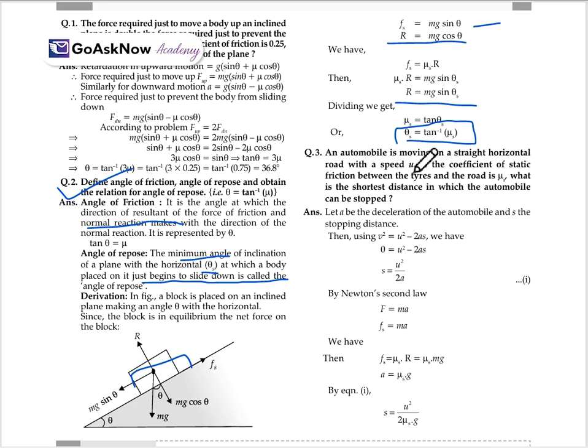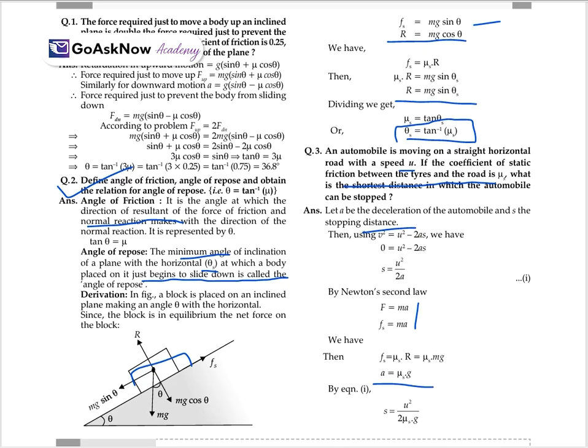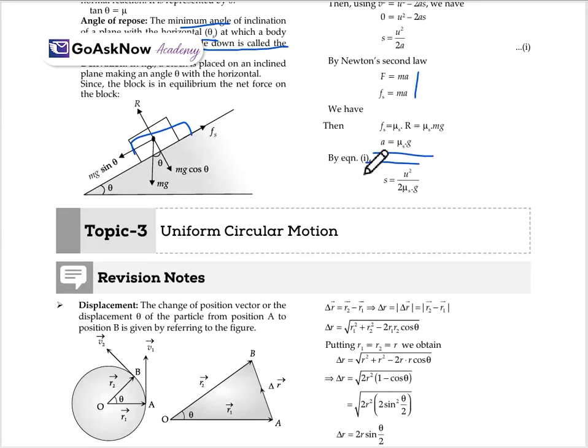Now, another question: an automobile is moving on a straight horizontal road with speed u. If the coefficient of static friction between the tires and the road is mu_s, what is the shortest distance in which the automobile can be stopped? Let a be the deceleration of the automobile and S be the stopping distance. Then from the equation of motion, we get S = u squared upon 2a. By Newton's second law, F = ma, then F_s = ma. Then F_s = mu_s R or mu_s mg. We get a = mu_s g. By equation 1, S = u squared upon 2 mu_s g.